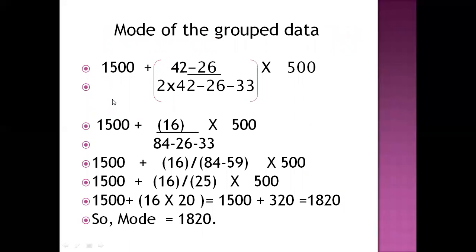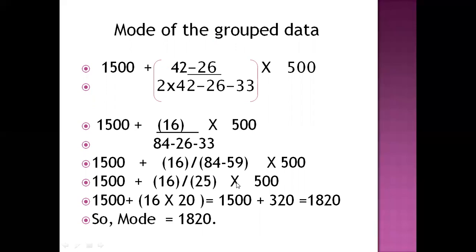Now see the calculation part. So L plus, that is 1500 plus 42 minus 26, F1 minus F0, by 2 into F1 minus F0 minus F2, into 500, that is H. Now 42 minus 26 is 16, so 16 here, by 2 into 42, its value is 84, minus 26 minus 33, into 500. That is equal to 1500 plus 16 by 84. Two negatives you add, 26 plus 33 is equal to 59. So 16 by 84 minus 59, into 500. That is equal to 1500 plus 16 by 84 minus 59 is exactly 25.